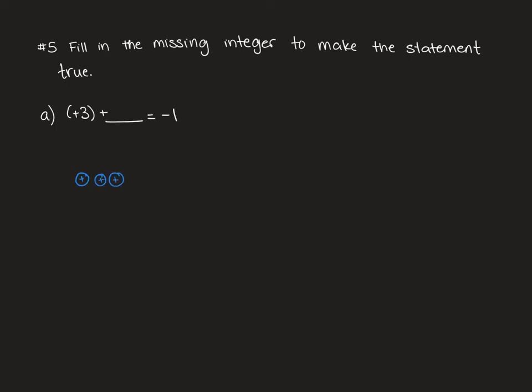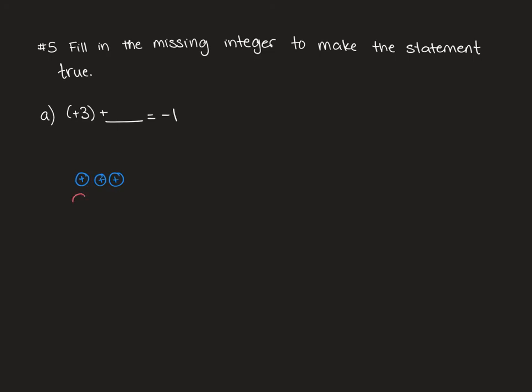I've got my 3 positives and I want to end up with -1. So I need to add things to this. So I need to add more chips. I can't take any away. So I'm going to try adding negatives because that should make my number smaller. I want to make this a loss.